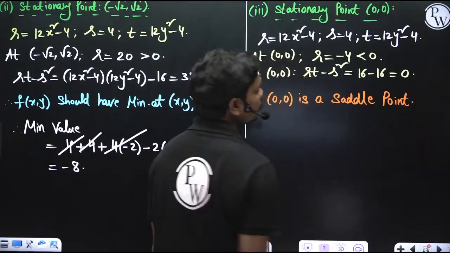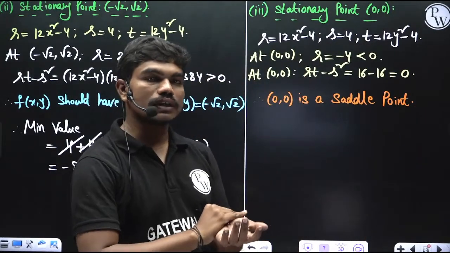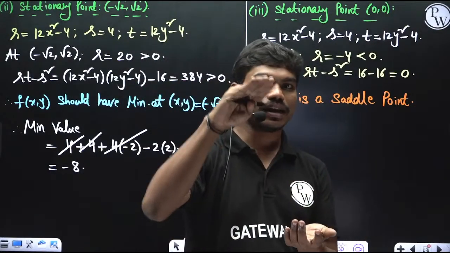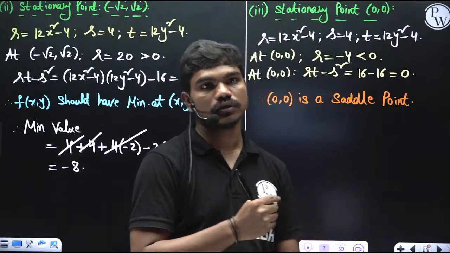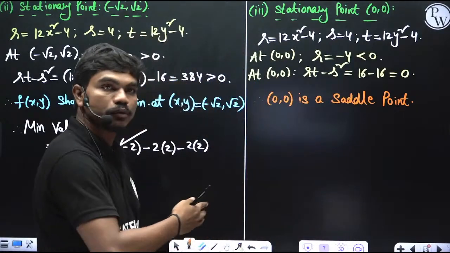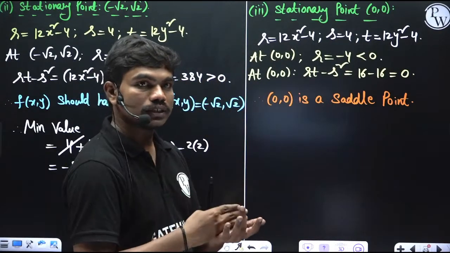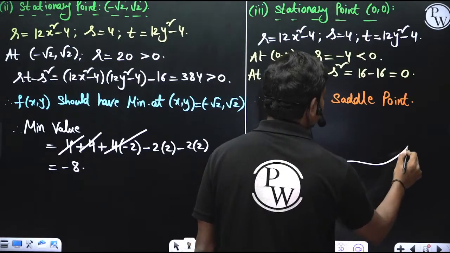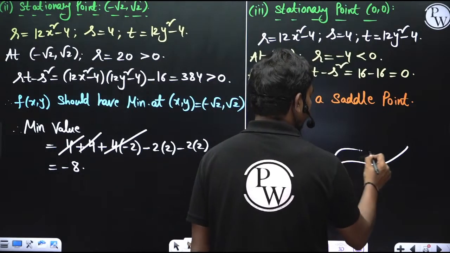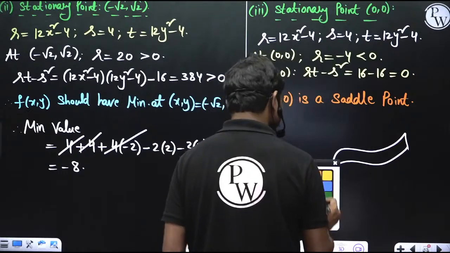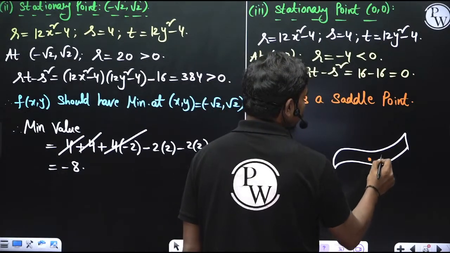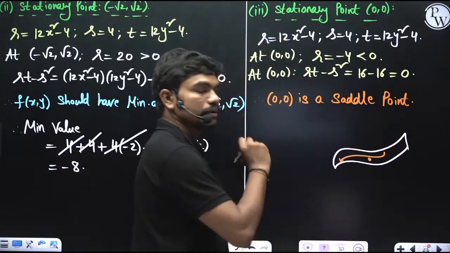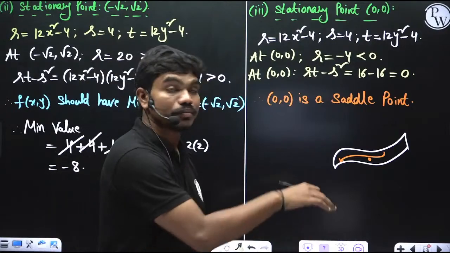A saddle point means if you try to plot this function, it will have a saddle at the origin. If you want, you can use a 3D plotter and check. Normally at the origin the curve will take some shape like this. So it's a saddle-shaped function in the xy plane, clear?